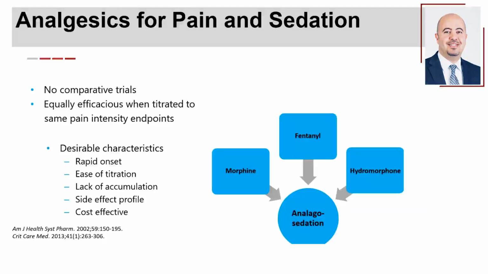The ideal analgesic will have rapid onset, ease of titration, lack of accumulation, low side effect profile, and cost effective. Unfortunately, none of them has all these criteria together. None of them is ideal. Each one has pros and cons.